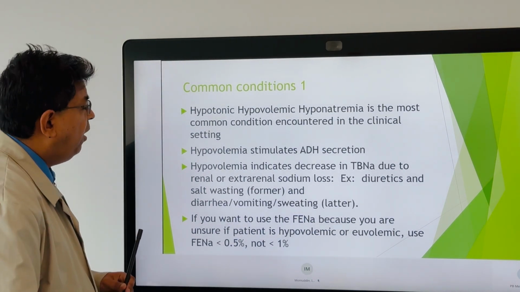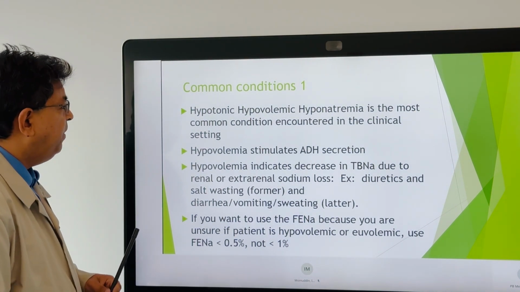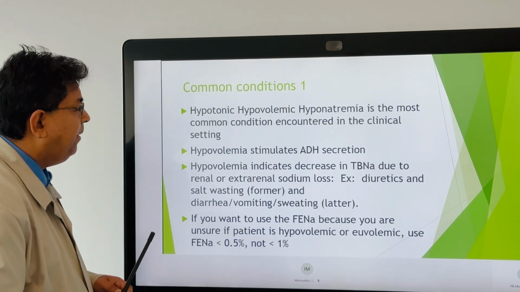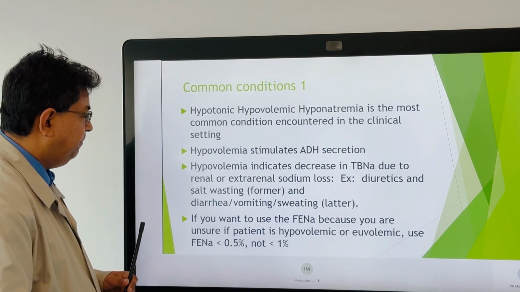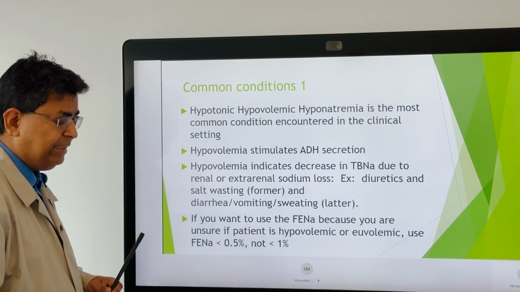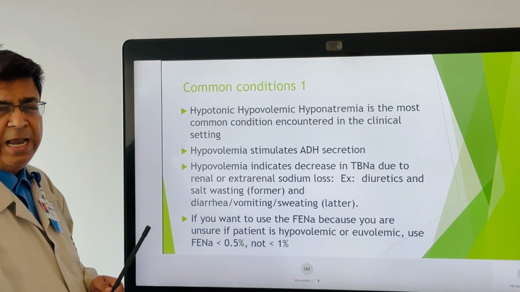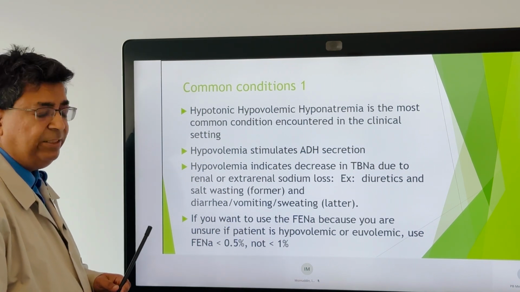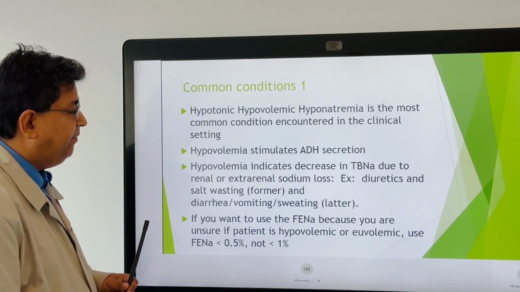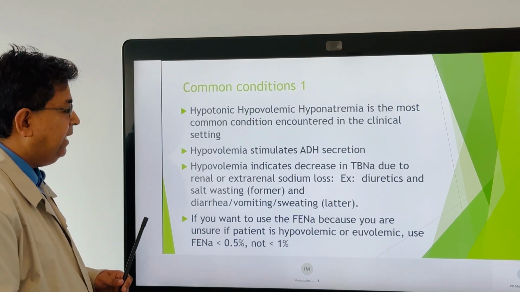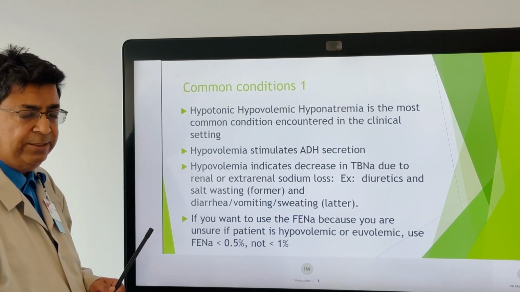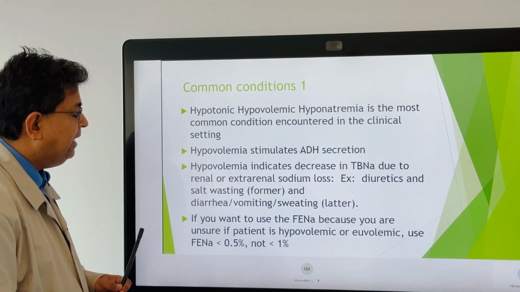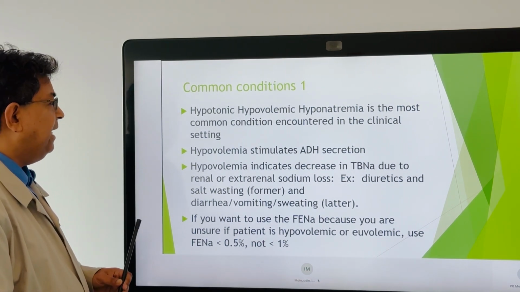Let's talk about common conditions. The most common condition encountered in the clinical setting is hypotonic hypovolemic hyponatremia. Hypovolemia stimulates ADH secretion. Most hyponatremia will be due to excessive ADH secretion, and we will see that when we explore the differential in detail in the upcoming slides. Hypovolemia is no different. Hypovolemia stimulates ADH secretion, resulting in hyponatremia.